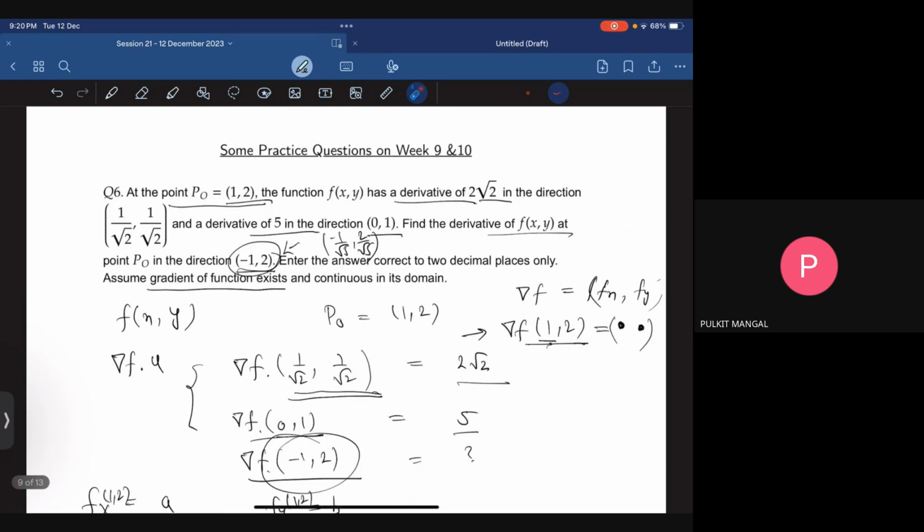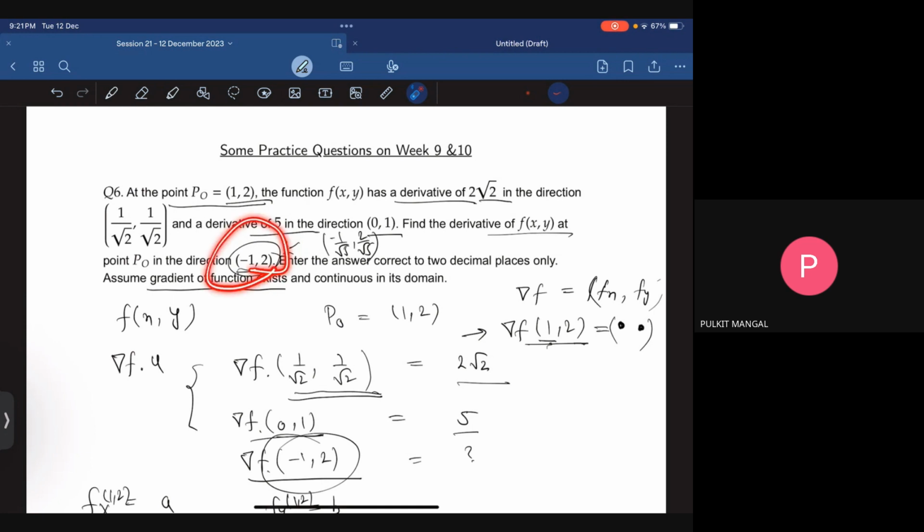Now later it is asking you to find the derivative of the function in this direction. Every time it is asking you to find the derivative in some specific direction, we always need to confirm that the given vector has to be a unit vector. As this vector is not a unit vector, as the norm of this vector is not 1, we need to normalize this, that is simply dividing this vector by its norm.